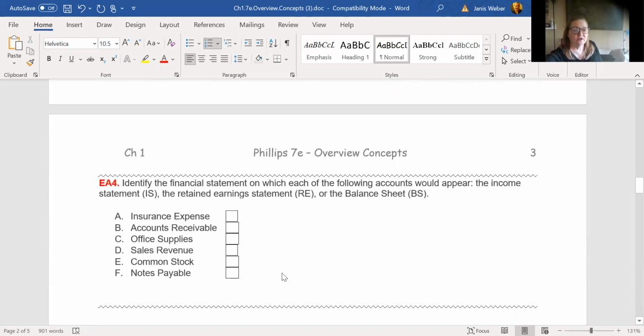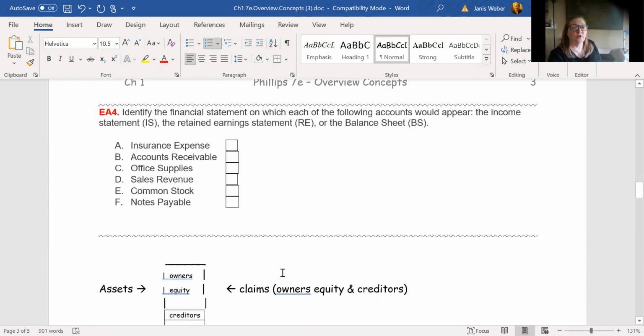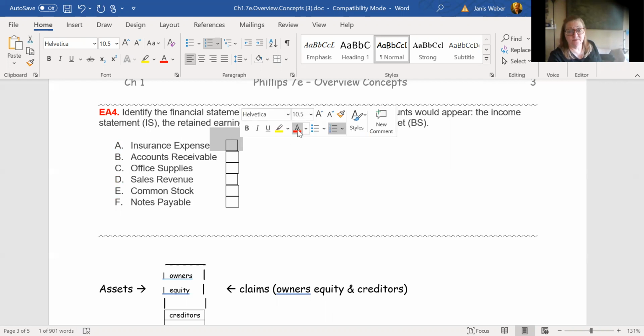Okay, so let's go just a little further, a few more of these. This one is talking about identifying the financial statement on which each of these would appear, the income statement, retained earnings statement, or balance sheet. So we use the initials for these. Insurance expense, we know all revenue and expense shows up on the income statement. That's where we'll put it. And then accounts receivable, an asset, it's going to go on the balance sheet.